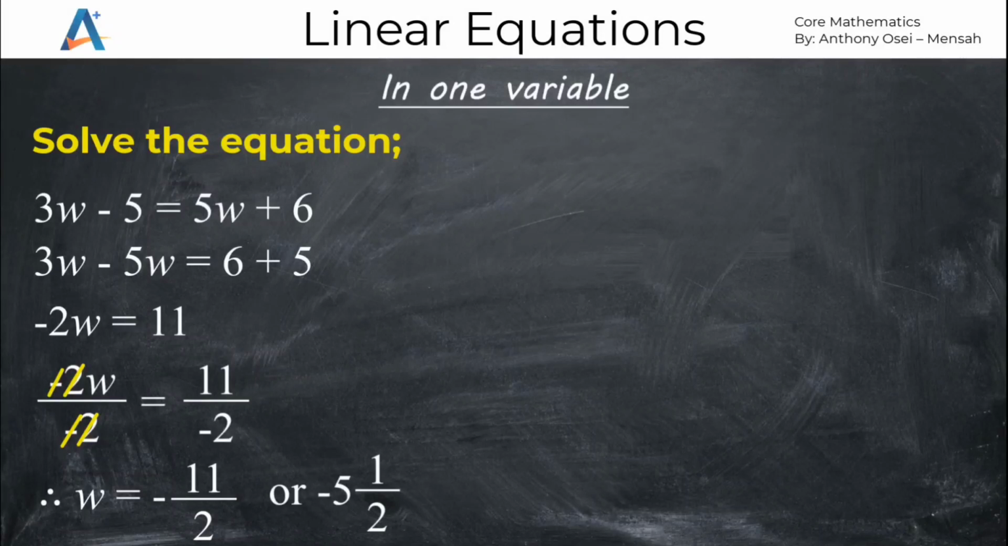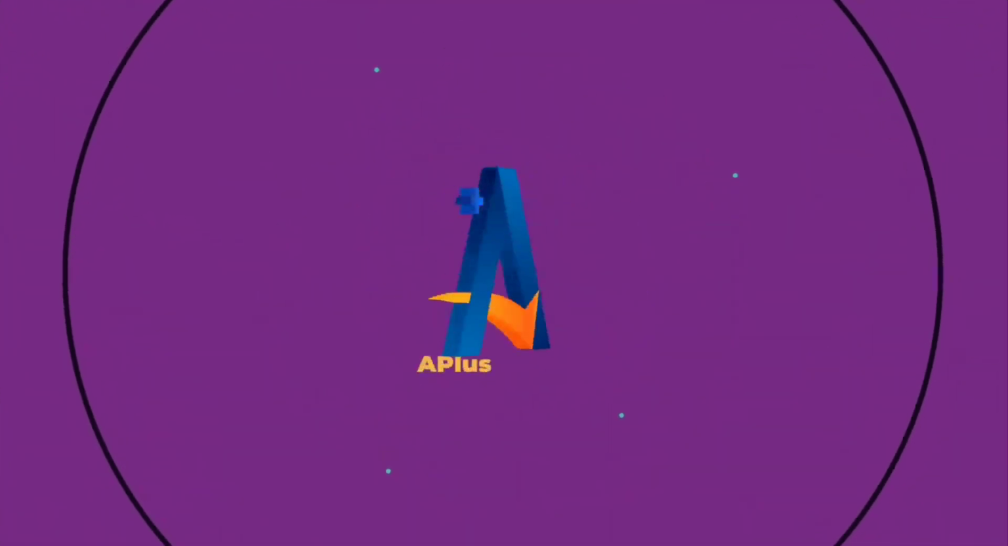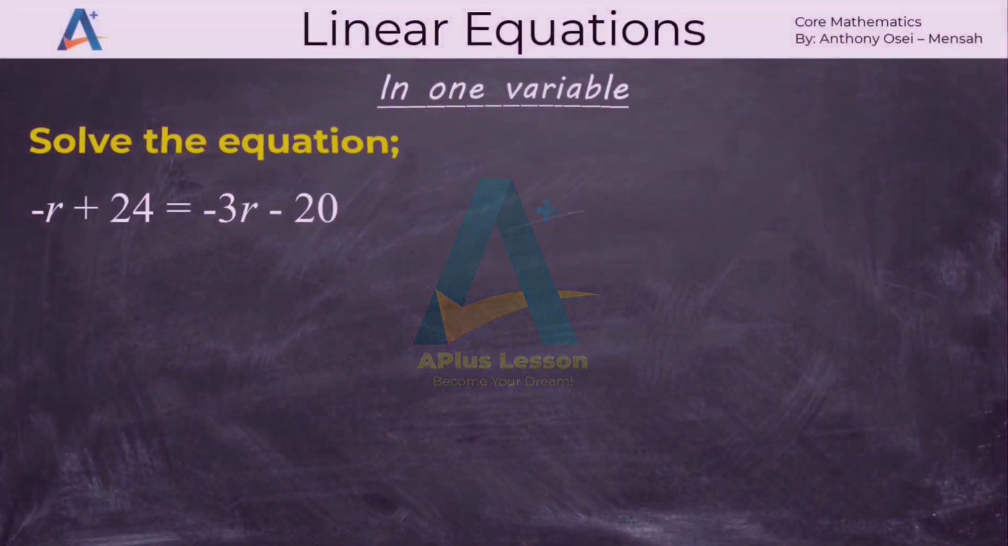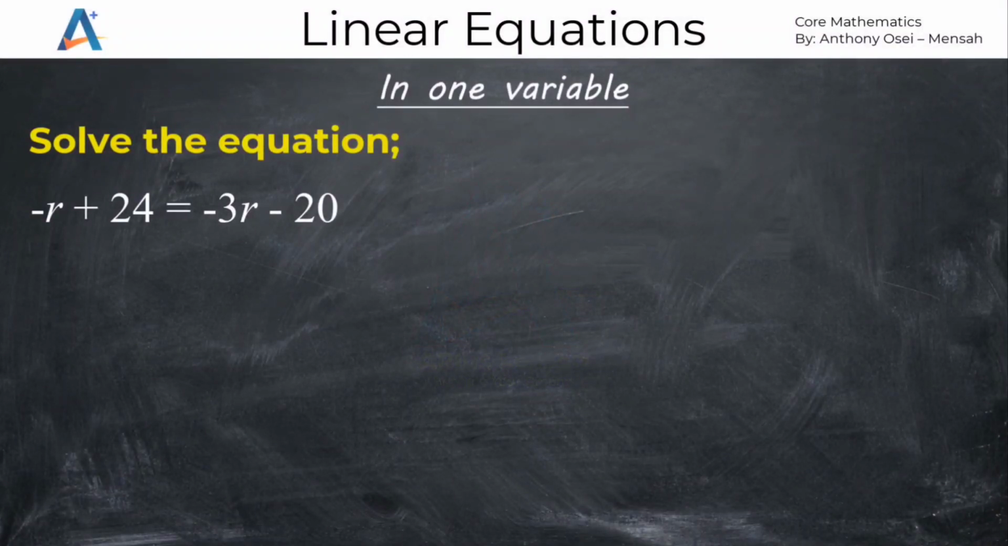So w can still be negative 5.5 in decimal. So this will be your answer: either negative 11 over 2, or negative 5 whole number 1 over 2, or negative 5.5. That is the answer for this particular equation. Thank you very much.